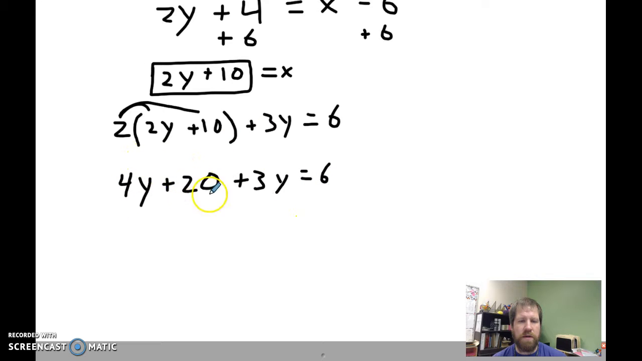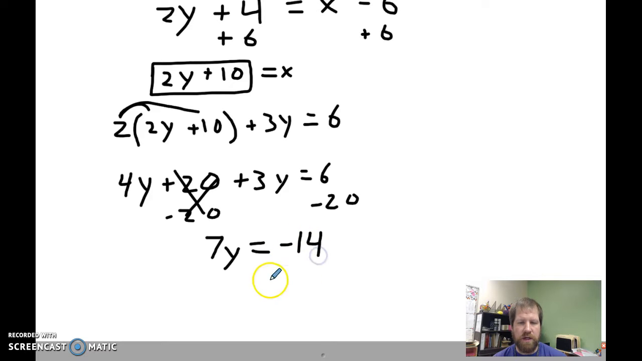I'm going to get all my variables on this side and move my constants away. So I'm going to subtract 20, subtract 20. Those will cancel, and I've got 4y plus 3y. I'm going to speed things up and just combine those now instead of rewriting them. So I've got 7y is equal to 6 minus 20, or negative 14. Divide by 7, divide by 7, and I have that y is equal to negative 2.